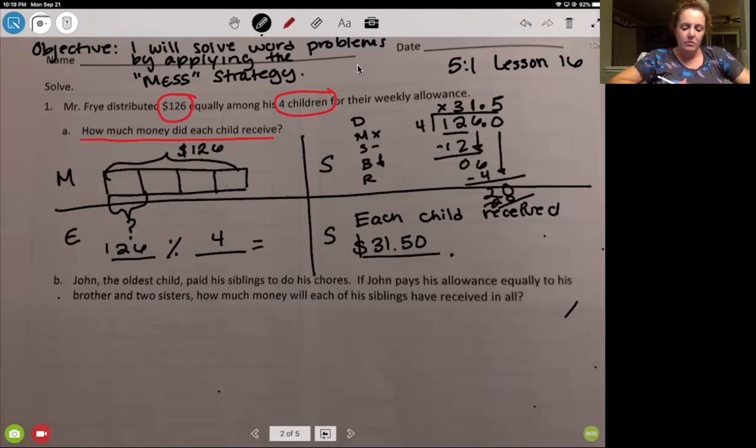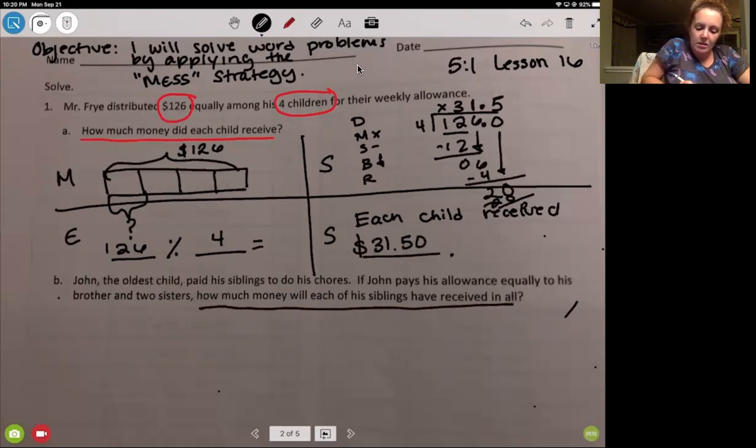My next problem, John, the oldest child, paid his siblings to do his chores. Genius. So if John pays his allowance equally to his brother and 2 sisters, how much money will each of his siblings receive in all? So I'm going to underline my question. How much money will each sibling receive in all? He has a brother and 2 sisters.